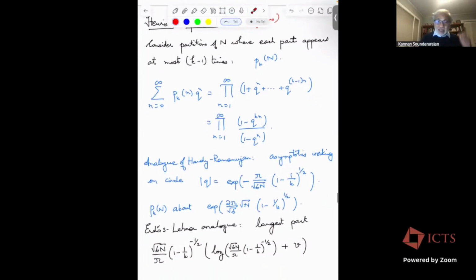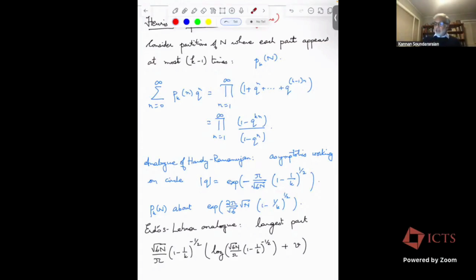And now here is another exercise for you: you can try to compute what the asymptotics for this number of partitions is going to be. You can use the saddle point method for this object. You can compute exactly what the answer is going to be. You can work out asymptotics, the analog of the Hardy-Ramanujan asymptotics. The radius that you're going to integrate on is going to be something a little bit smaller.